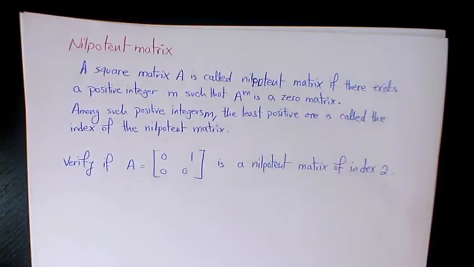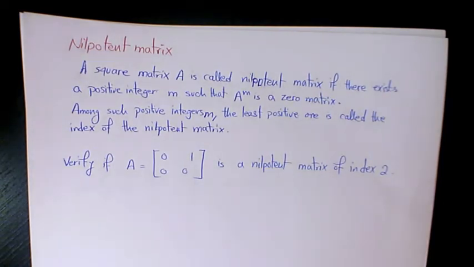Next topic is nilpotent matrix. A square matrix A is called nilpotent matrix if there exists a positive integer m such that A to the power of m is a zero matrix. Zero matrix is those that have 0 for all the elements. Among such positive integers m, the least positive one is called the index of the nilpotent matrix.